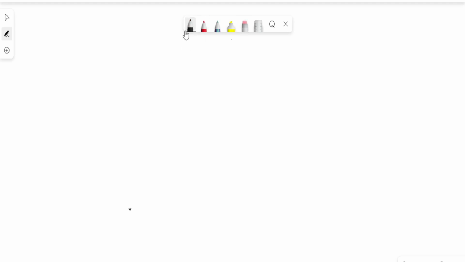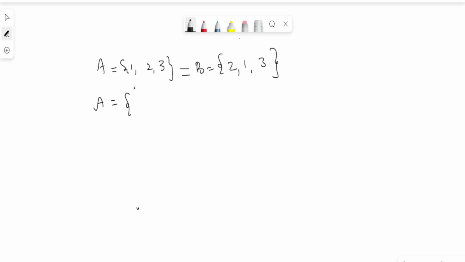Let's take an example of equal sets. If I define A as, right, and B as, are these equal? Yes, these are equal, right? Because one belongs to A and one belongs to B. One is present in A and one is present in B. Two belongs to A and two belongs to B. Three belongs to A and three belongs to B. And every element of B also belongs to A. So they are equal, right?